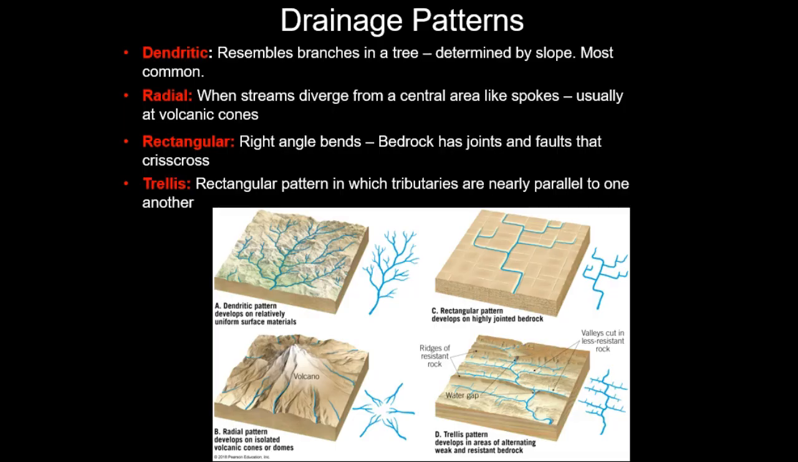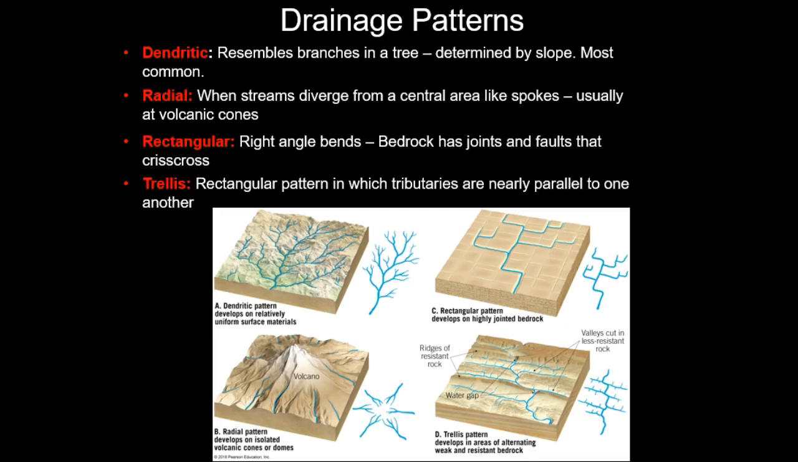So drainage systems are interconnected networks of streams and can usually exhibit a variety of patterns. The pattern that they form is mostly dependent on the rock type in which they flow, and they will also be dependent on the fractures or joints that this area has.